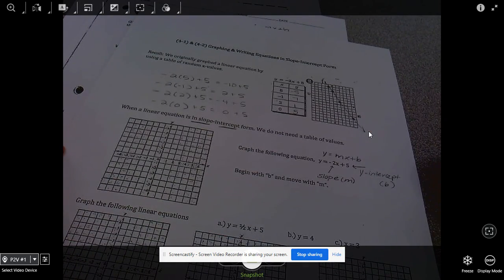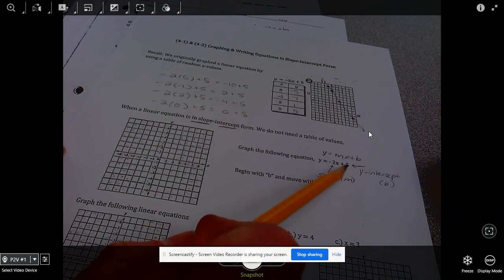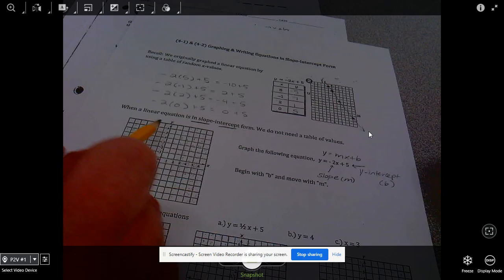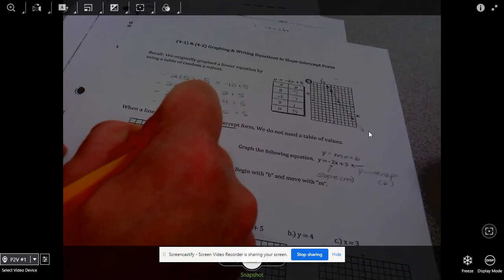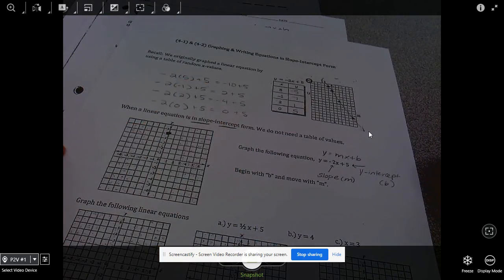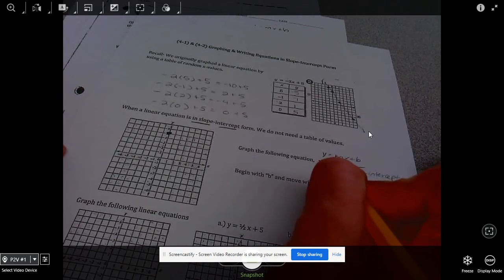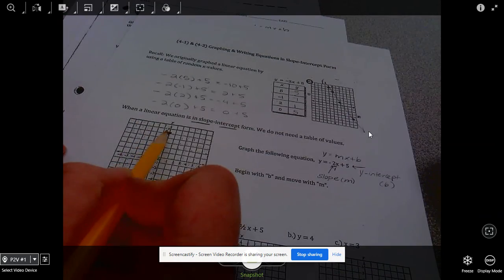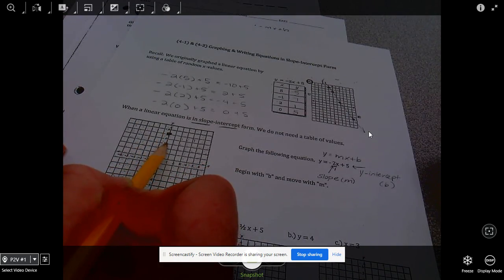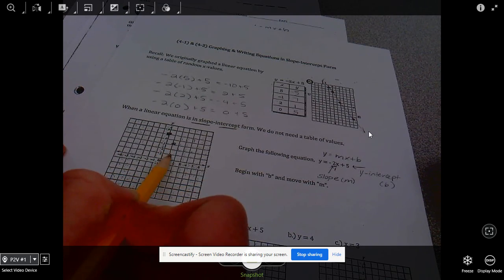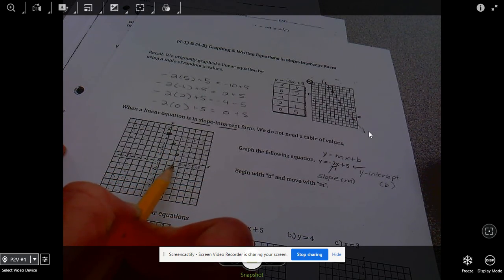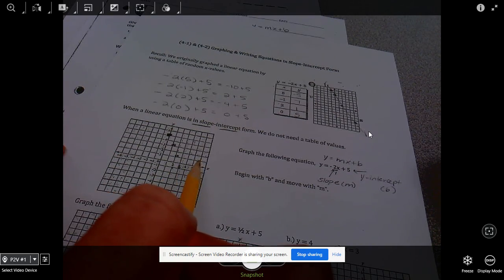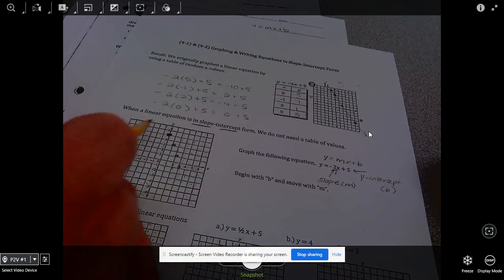It says begin with b and move with m. So instead of using a table of values, we can simply start with our y-intercept. We go to our y-axis and intercept at 5. Our slope is -2, so our slope is down 2, right 1. Down 2, right 1. So you begin with b and move with m, or you go up 2, left 1.